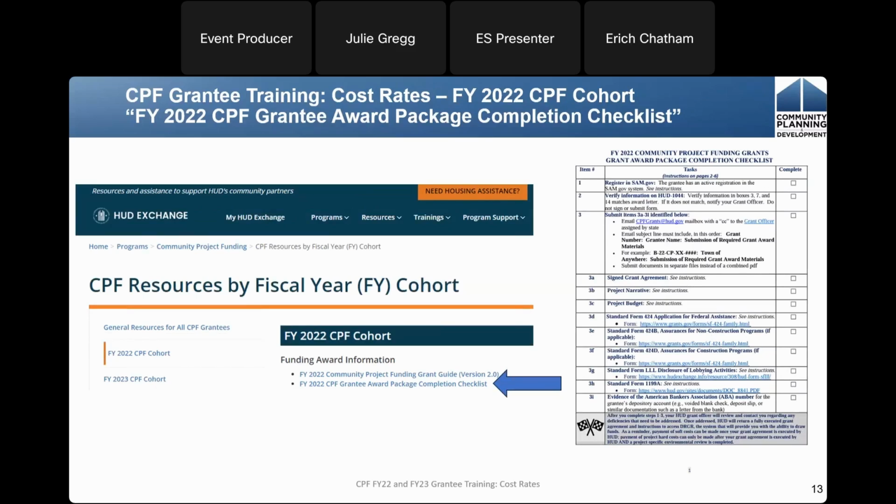Here's a reminder of where each of the cohorts can identify or locate the grantee award package completion checklist, again from the screenshot. So we're showing you 2022 here and a look at the completion checklist form on the right side. Next slide, please.